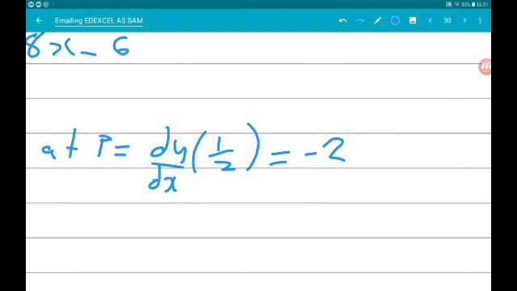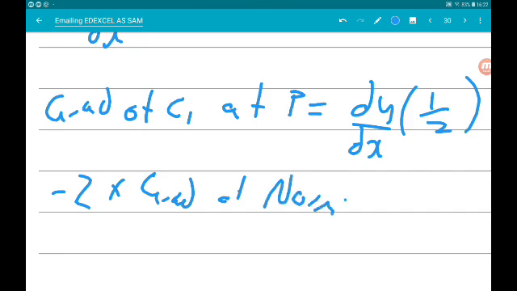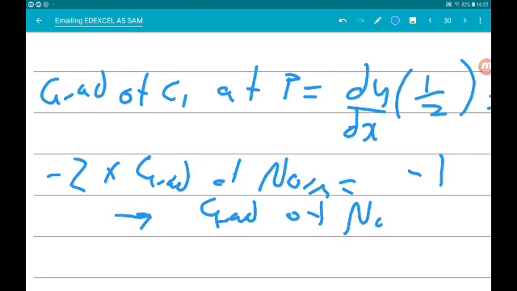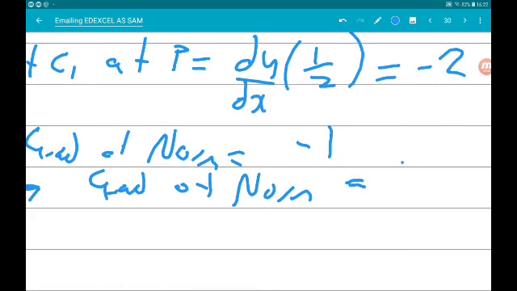Now, the gradient of the normal times the gradient of the curve at this point is equal to minus 1, because the normal is perpendicular. So we now know minus 2 times the gradient of the normal is equal to minus 1. Therefore, the gradient of the normal is minus 1 over minus 2, which is positive 1/2. So, now we know the gradient of the normal, we can start finding the equation.